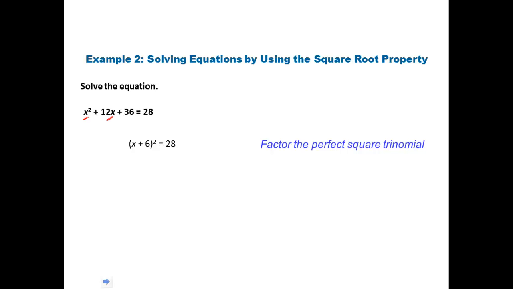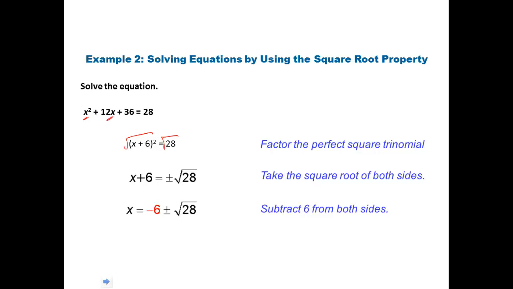Once we get it to this point, we have isolated the x, so we can go ahead and square root both sides, keeping in mind the plus or minus with the square root of 28. We subtract 6 from both sides to get the x by itself. And our last step is to simplify the 28. So we have to think of what perfect squares go into 28. And it is just 4. It's 4 times 7. So our final answer is negative 6 plus or minus 2 square root 7.